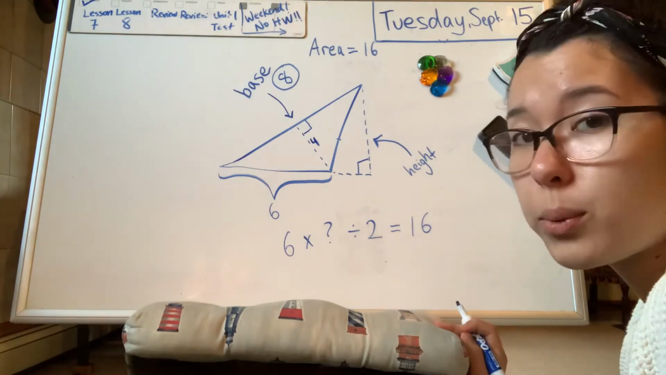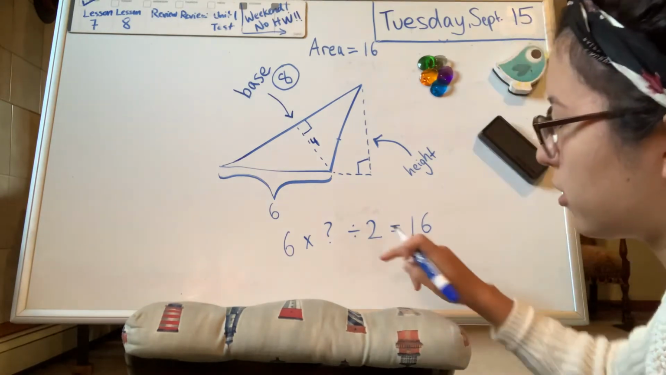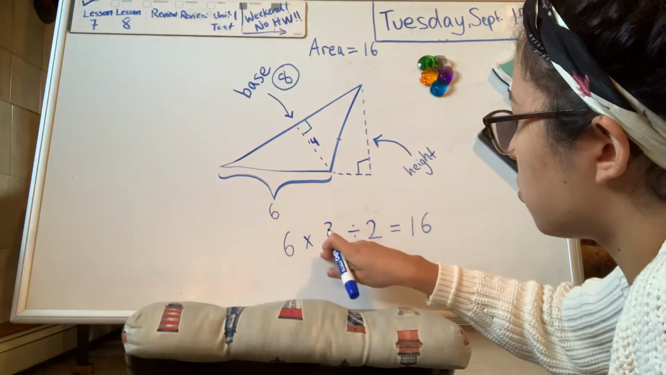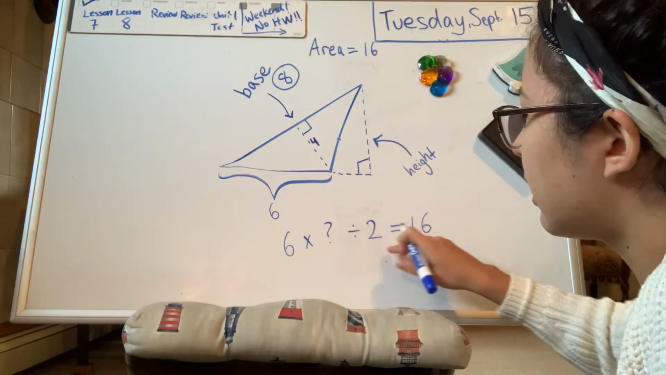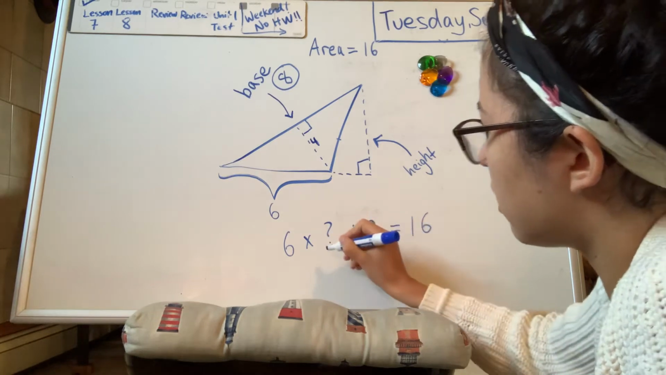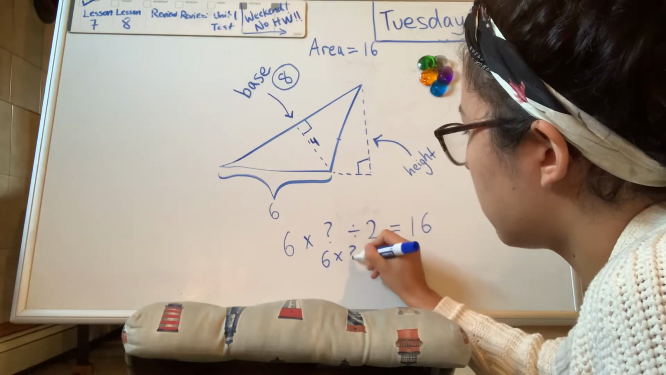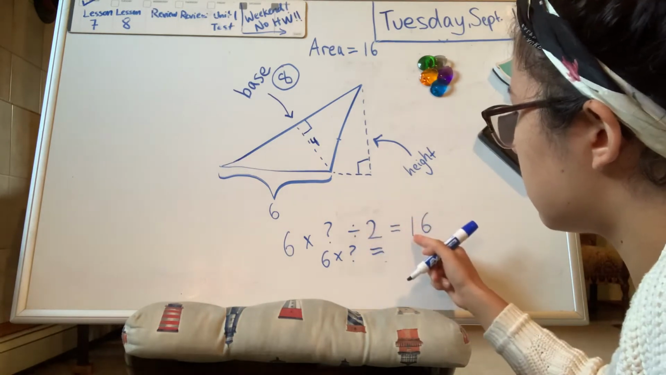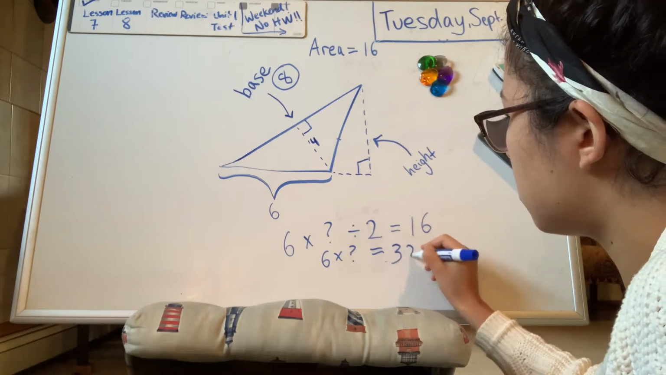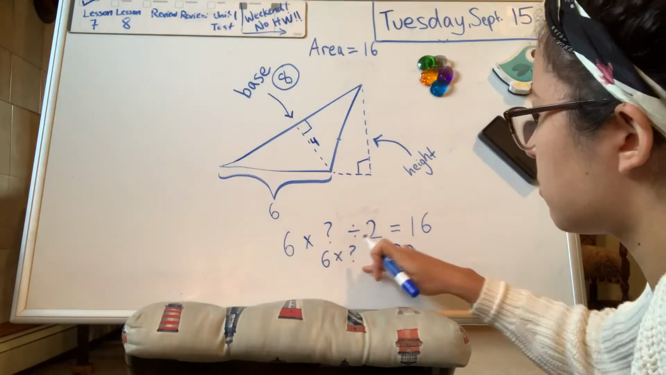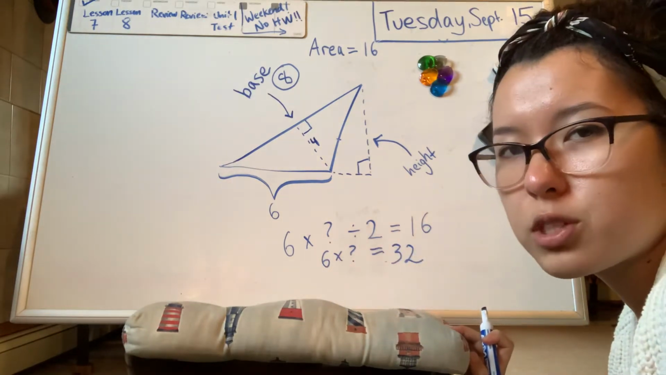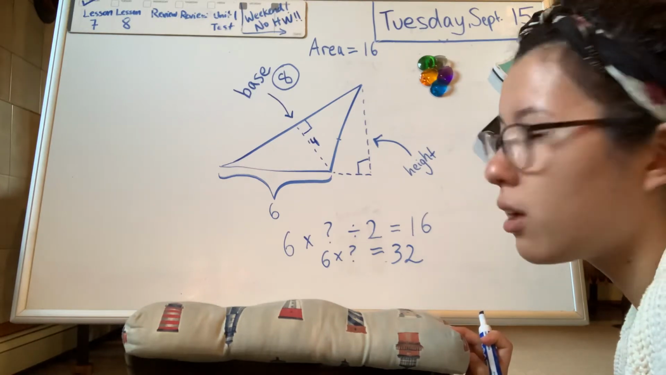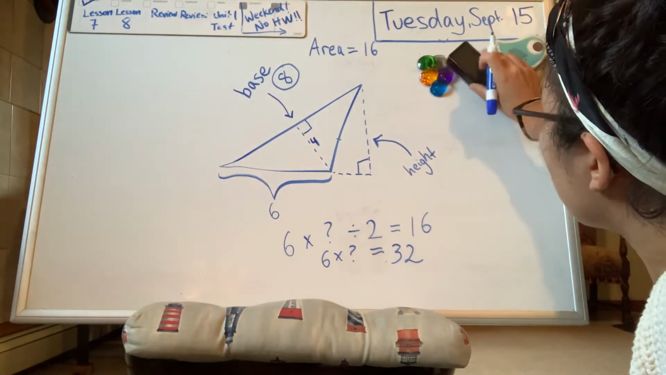Great. Now all we have to do is work backwards to figure out what this question mark is. Okay, so 6 times what divided by 2 equals 16? Let's get rid of this divided by 2 first. So now we have 6 times what equals, multiply 2 on both sides, 16 times 2 is 32. And now we're looking for 6 times what equals 32. Unfortunately, I haven't made this problem very neat for myself, so I'm going to do a little bit of long division over here.